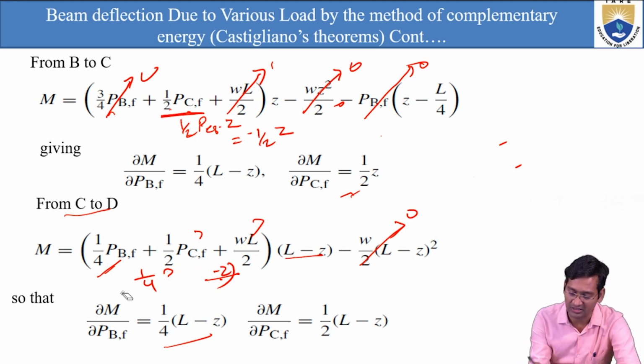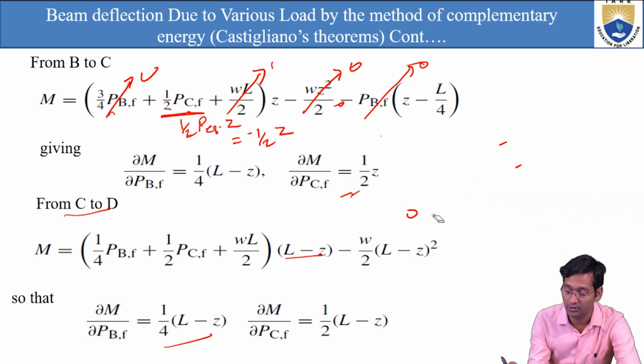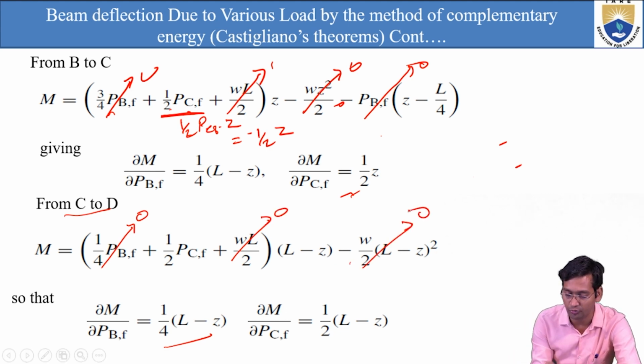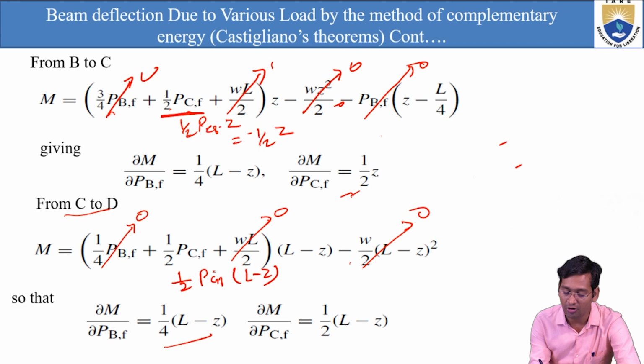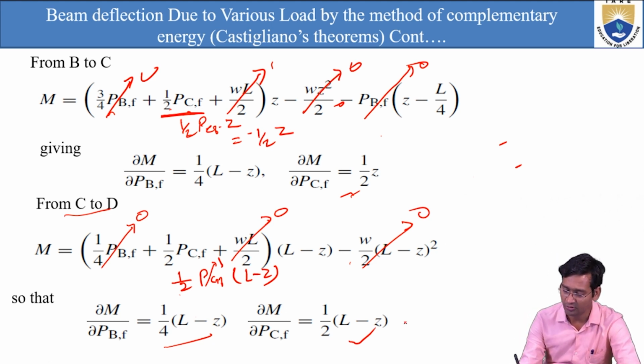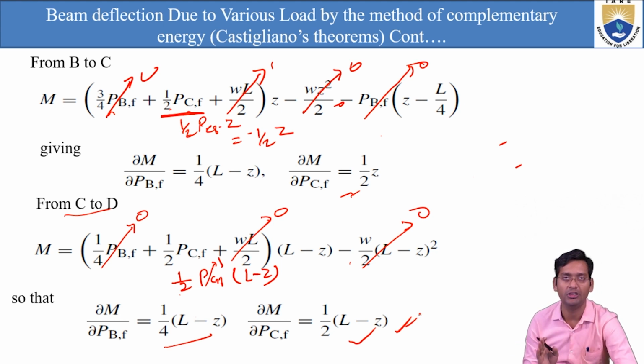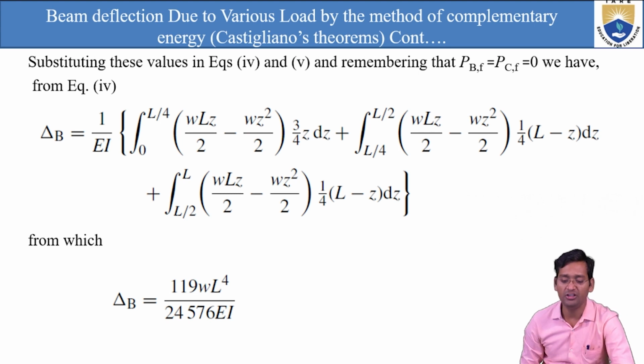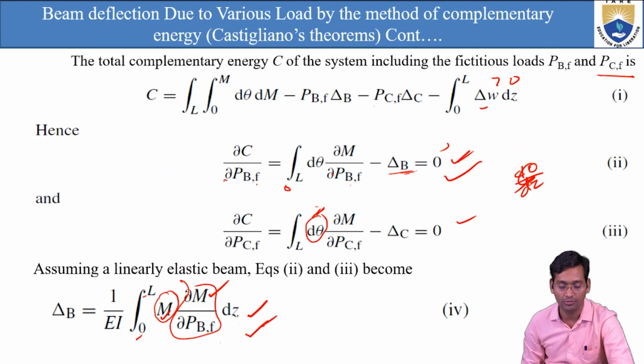Okay, now for PCF. Where is the PCF here? This time PCF is not there, so this will be 0. Here PCF is not there, so this will be 0. Here PCF is not there, so this also will be 0. What is here? 1/2 PCF into (L minus Z), right? After differentiating, this becomes 1. So we get half (L minus Z). So del M by del PCF equals half (L minus Z). Okay, so now we have got the values of del M by del PBF and del M by del PCF for that portion. Now substituting these values in equations 4 and 5.